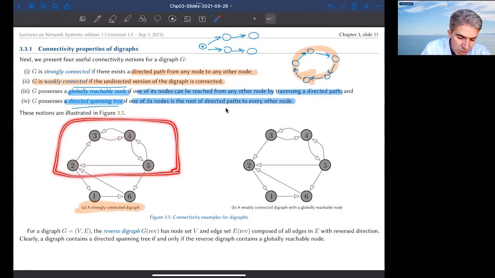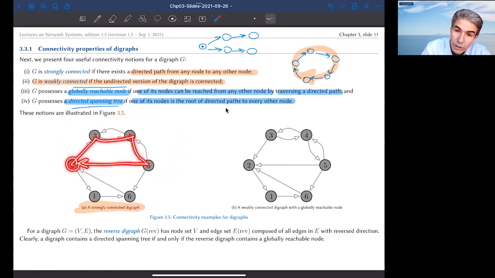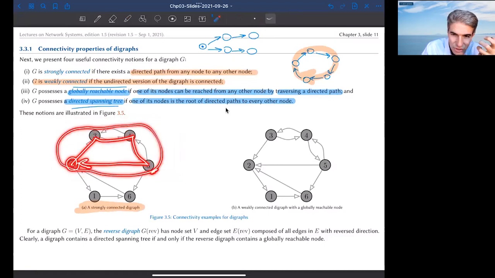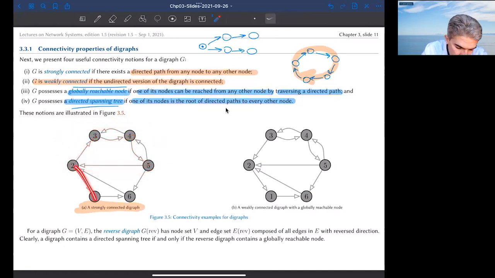I'm kind of following an algorithm here. Pick a node and see if you can find a closed cycle that comes back to it. If you do, then clearly all of these nodes live together in some sense, and we're going to have to make sense of that. Now, additionally, from 2, I can go to 1. From 1, I can go to 6. From 6, I can go back to 2. But that means that from 2, I can go anywhere, and from anywhere, I can go back to 2. So this is a strongly connected directed graph.